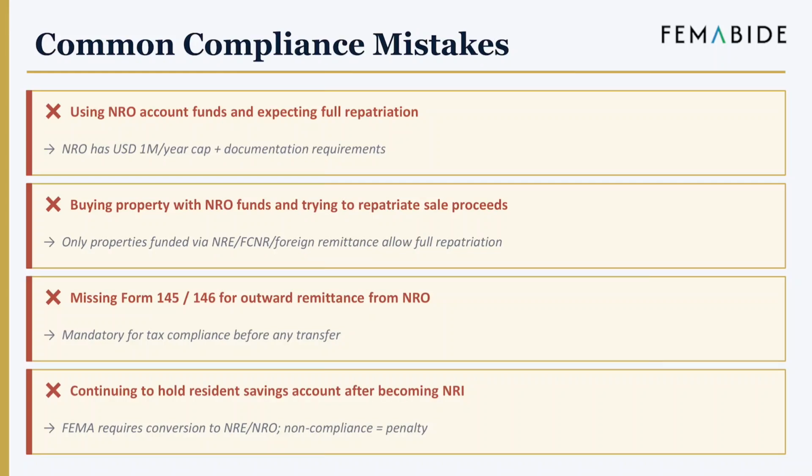Failing to submit Form 145 or 146 during outward remittance. These forms are mandatory for tax compliance. Continuing to operate a resident savings account after becoming an NRI. FEMA mandates conversion to NRE or NRO accounts.